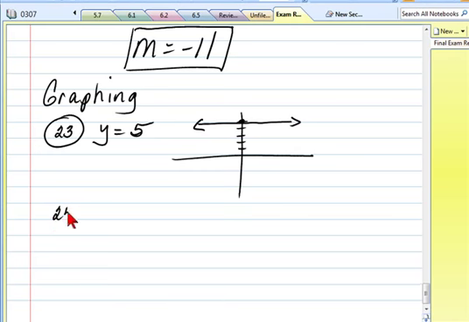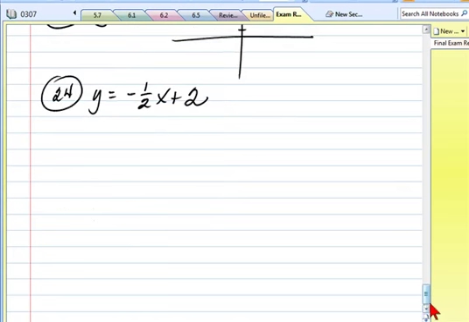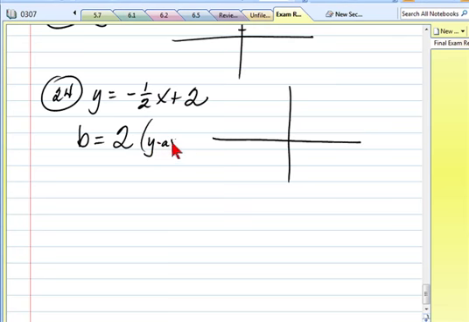Number 24. I have y equals negative 1/2 x plus 2. This one's in slope-intercept form, isn't it? You may make a t-chart if you wish. You may find the intercepts using x is 0, y is 0, or you can use slope-intercept. Totally your choice. I think I would like to use slope-intercept since it's already in y equals mx plus b form. Where will I begin? 2 on the y-axis. So I'll go to 2. Let me put a few little tick marks on here.